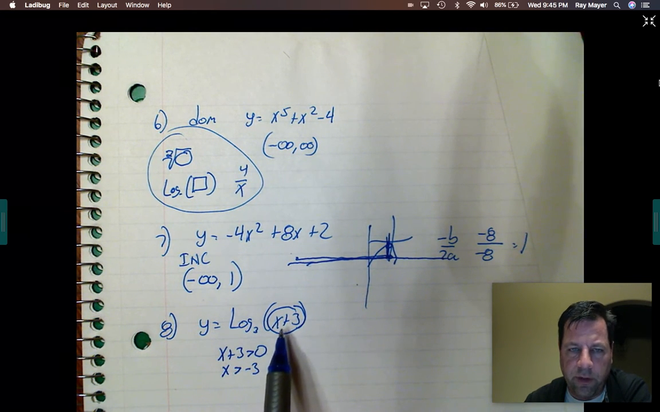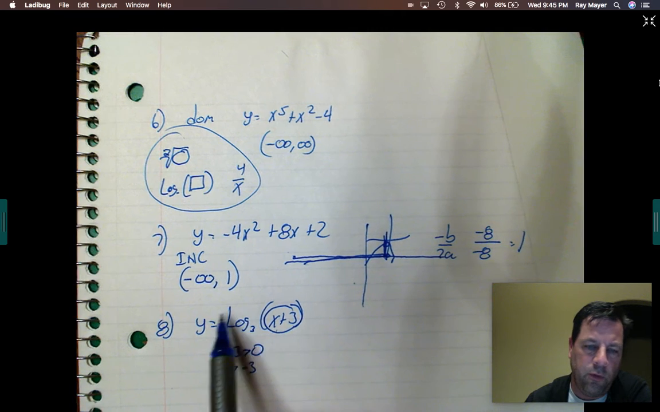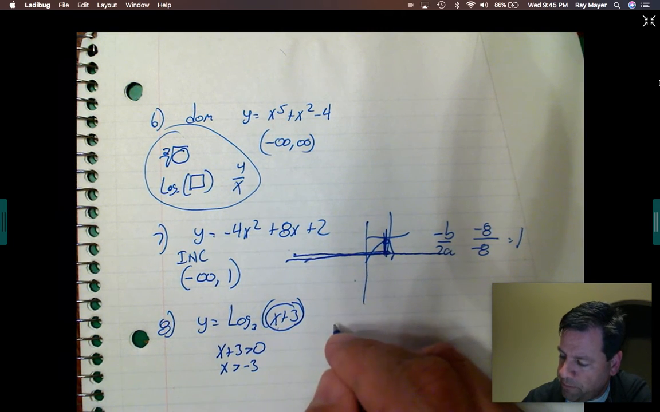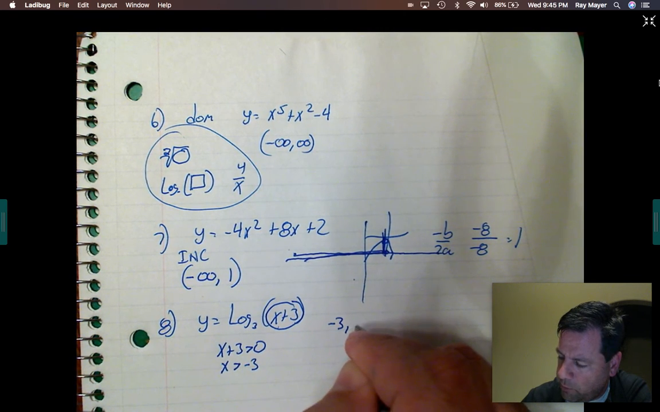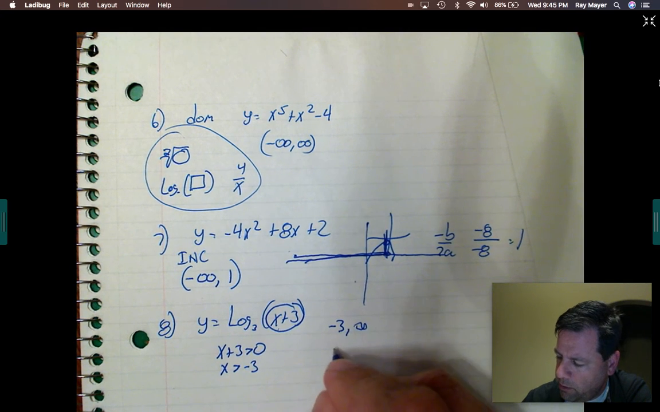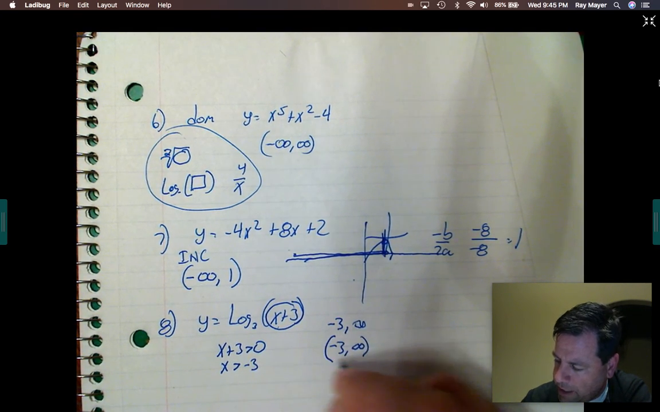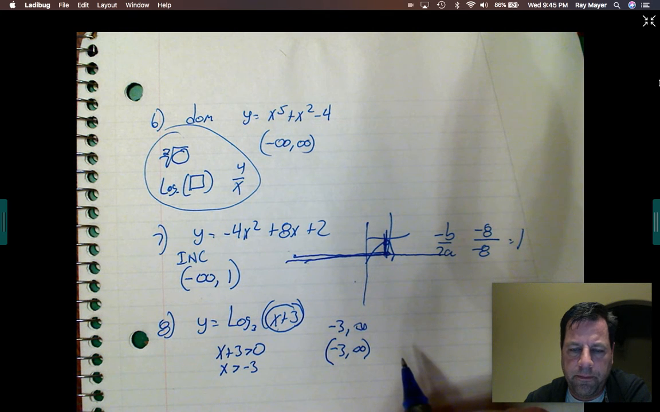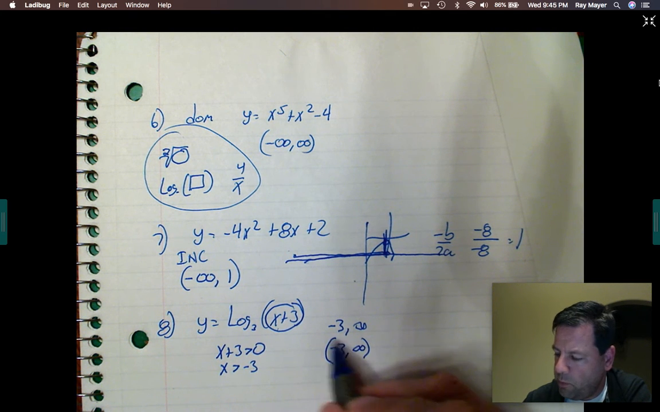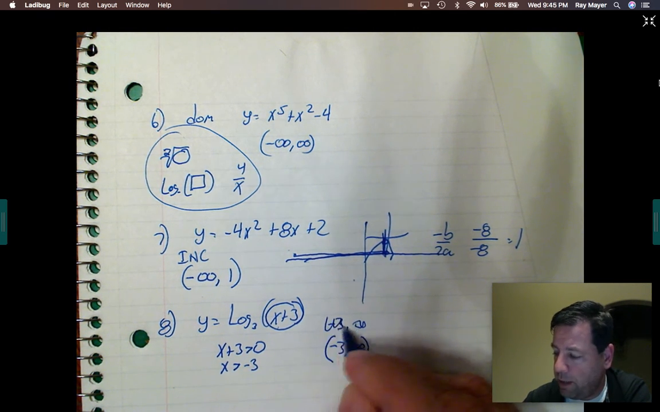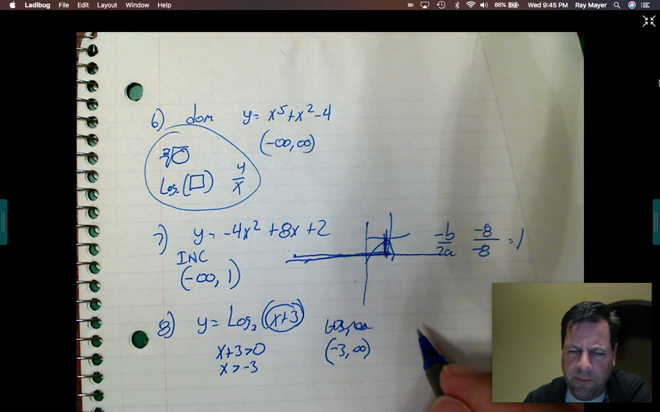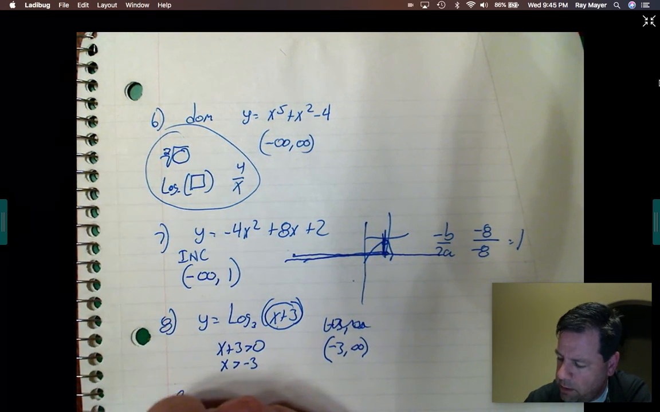This graph looks like the previous one, except it gets moved to the left 3 units. And so the domain will go from negative 3 to infinity. It can't be negative 3, so we can't use the bracket. I haven't used a bracket on any of these yet. If it's a root, I could use a bracket.